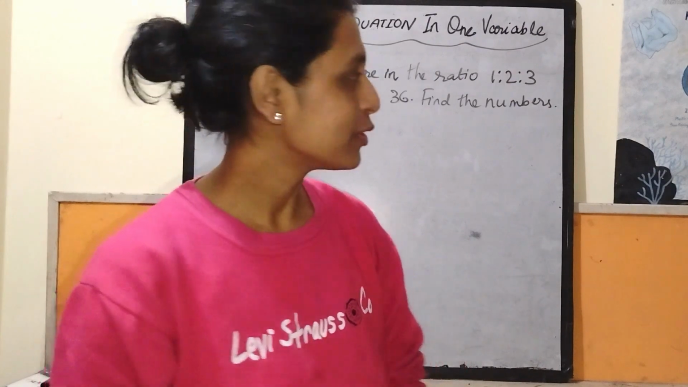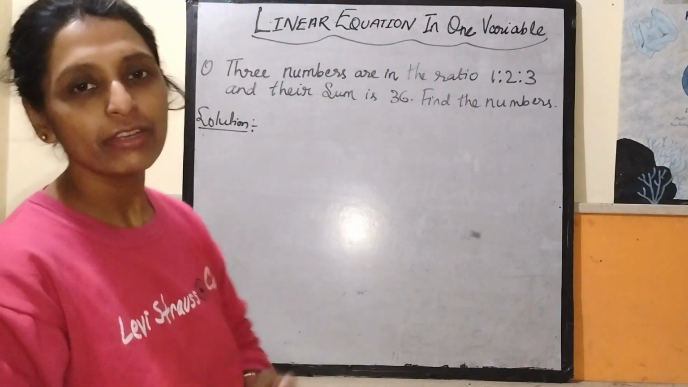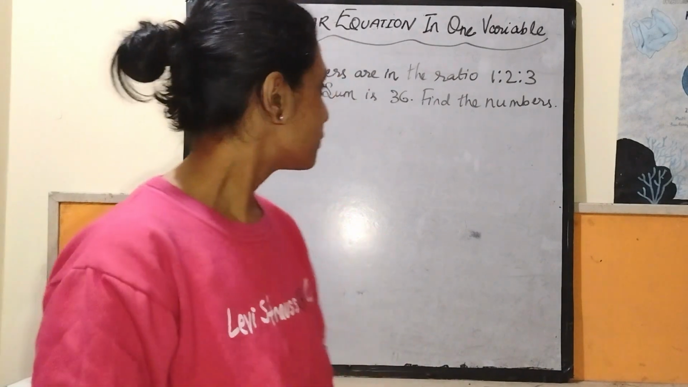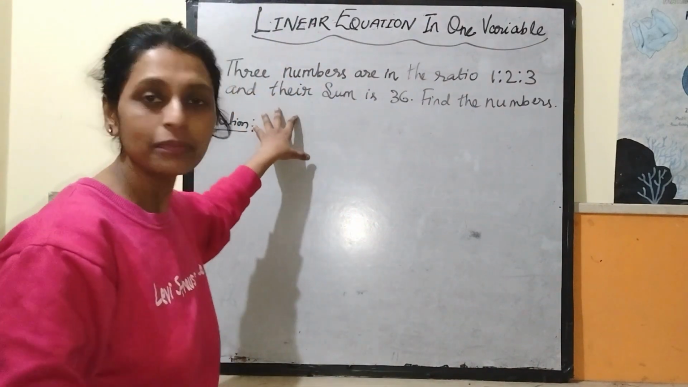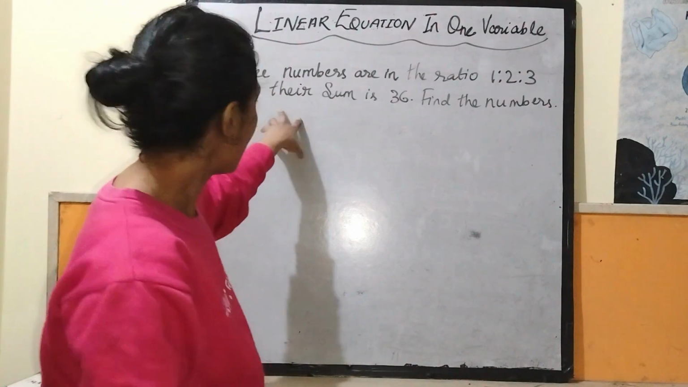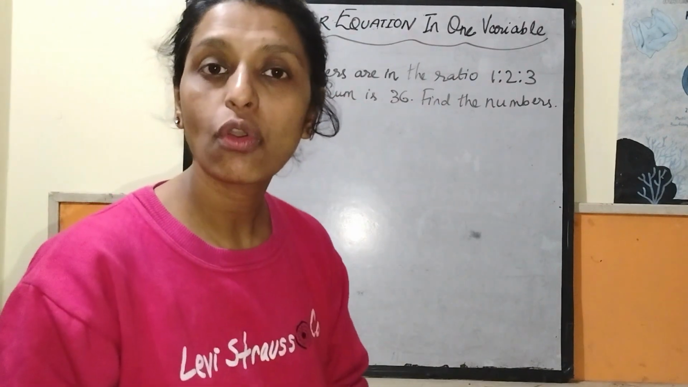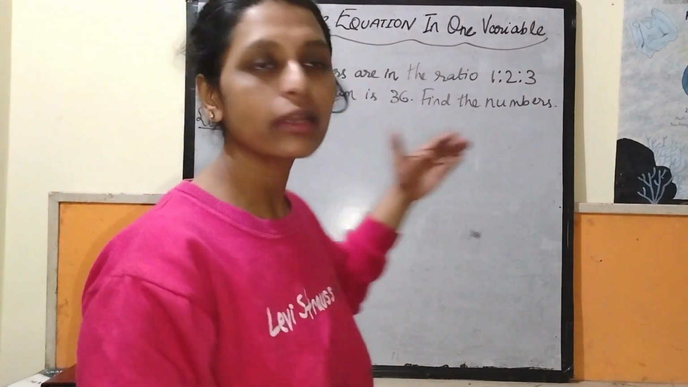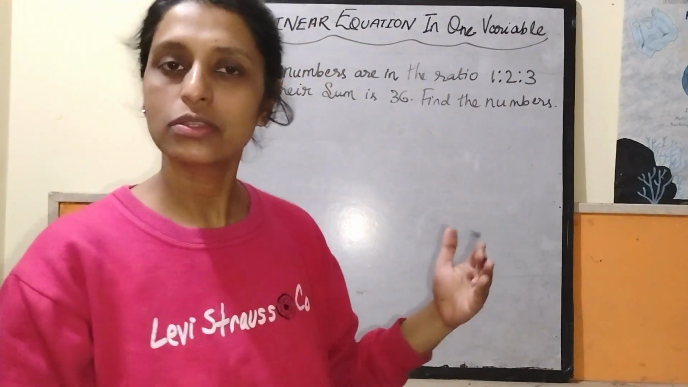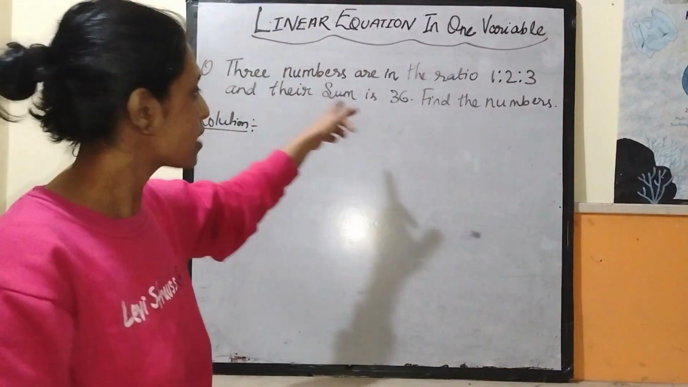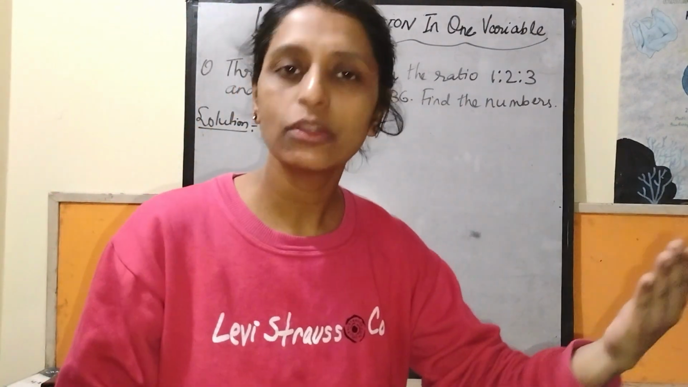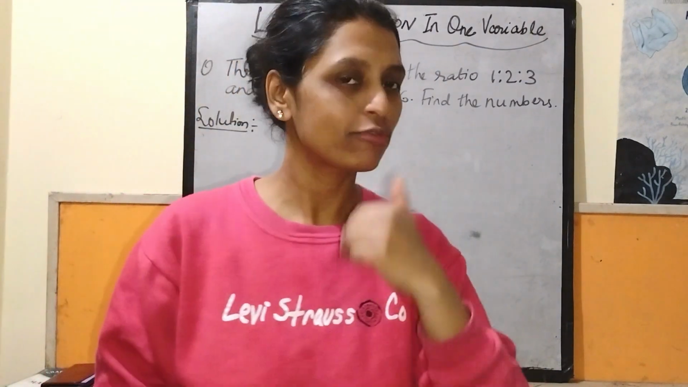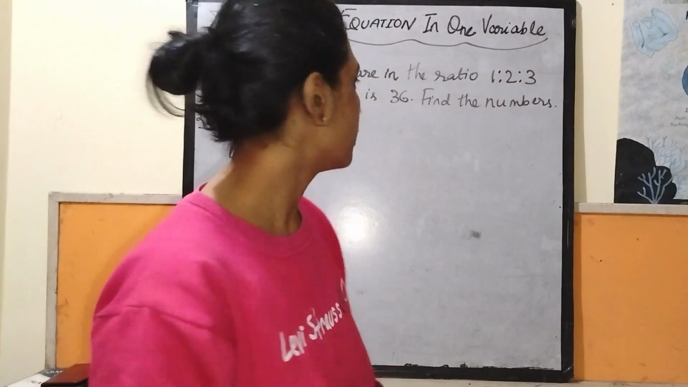In this video, I am going to solve another problem of linear equation in one variable. In this word problem, it says that three numbers are in the ratio of 1:2:3, and their sum is 36. Means when we add those numbers, it gives the sum as 36. So we have to find the numbers here.